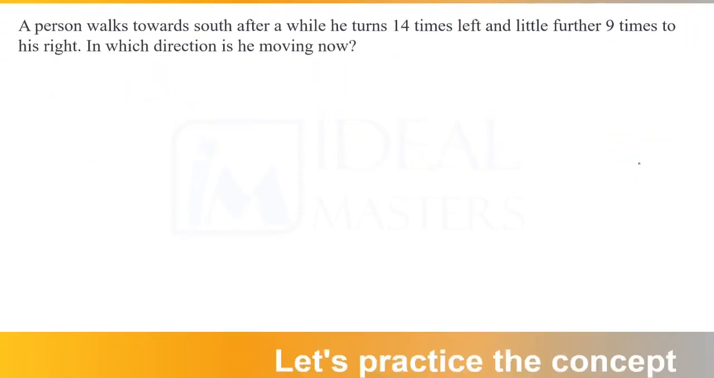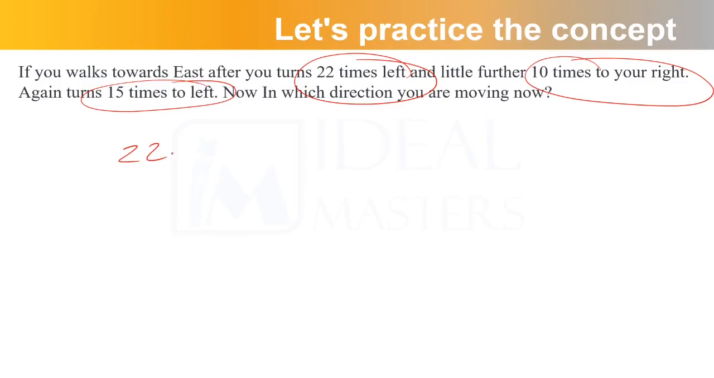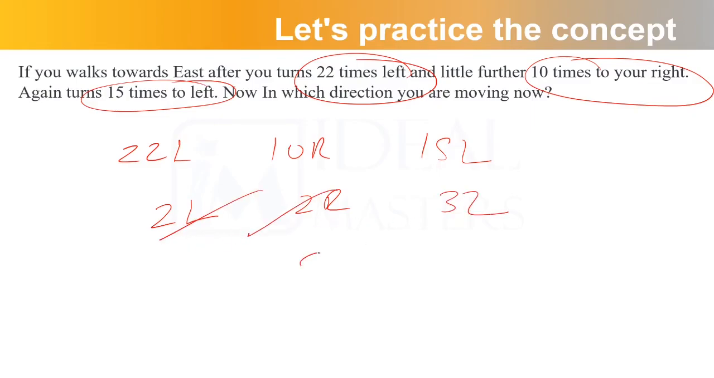Last question of the session. If you walk towards east after you turn 20 times left and a little further 10 times to your right, again turn 15 times to left, now in which direction are you moving now? I am going to solve it very quickly. Start with east, okay? 20L, 10R, 15L, effective turns by dividing by 4, 2L, 2R, 3L, 2L and 2R cancelled, 3L is remaining, that is equal to 1R. Right from the east, south is the answer.